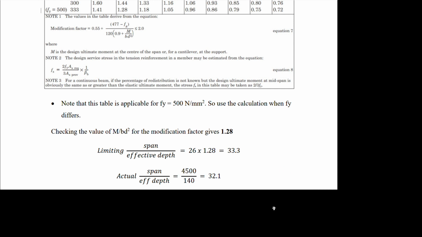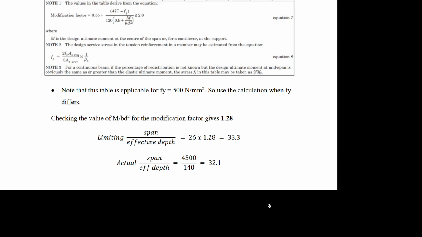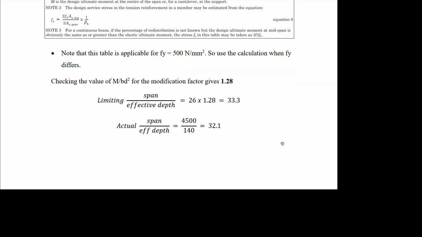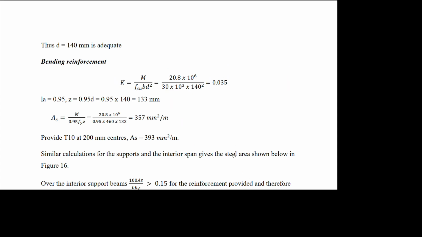Then we are going to check this particular value. What is the value if we use our actual span given, which is 4.5 meters, and the effective depth that we are assuming, which is 140? Here we have it to be 32.1. Since the actual one is lesser than this, then our size is okay. But if this is greater than the limit, then we have to go and increase our effective depth to make sure that it is lesser than what we have there. So D equals 140 mm is adequate.